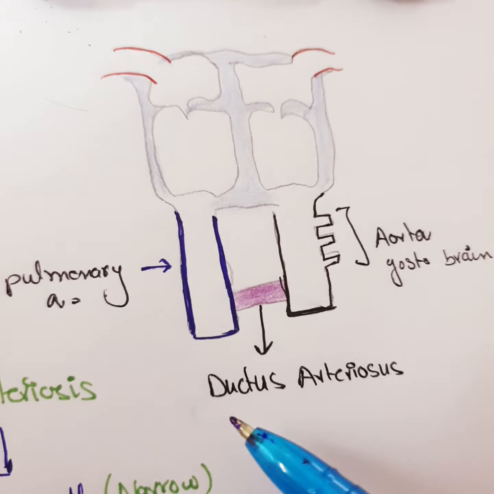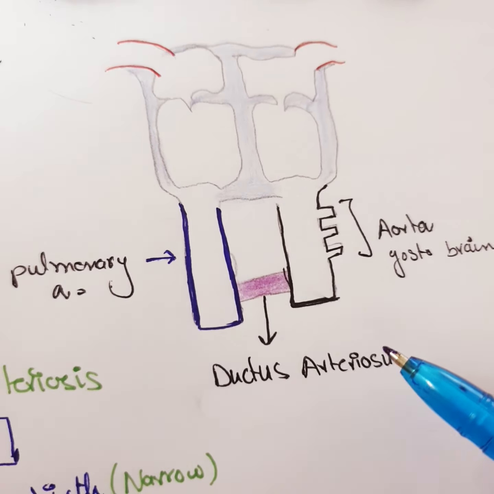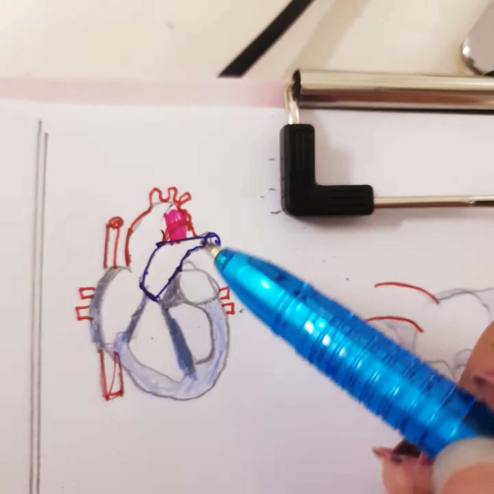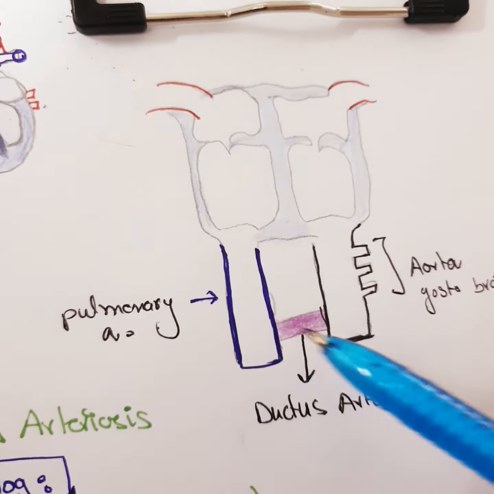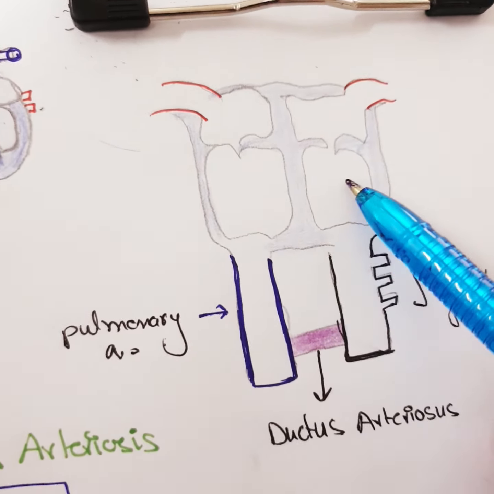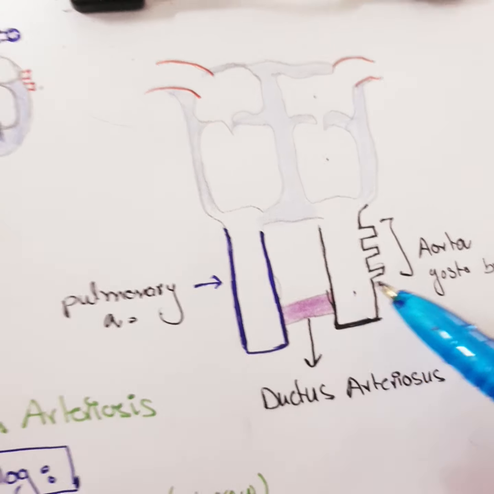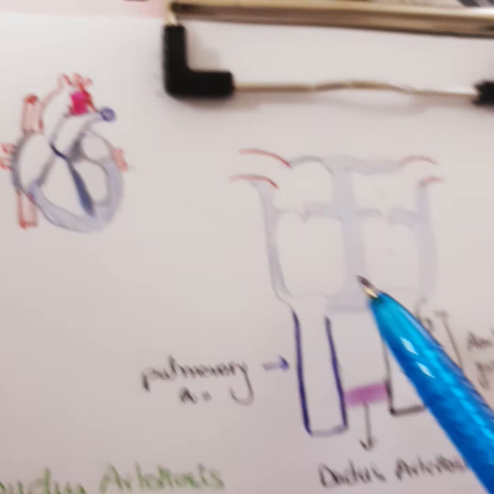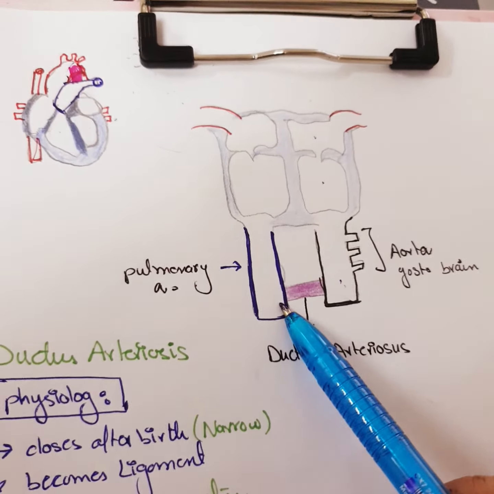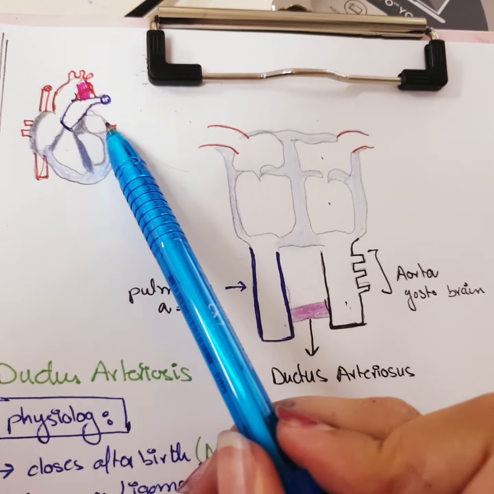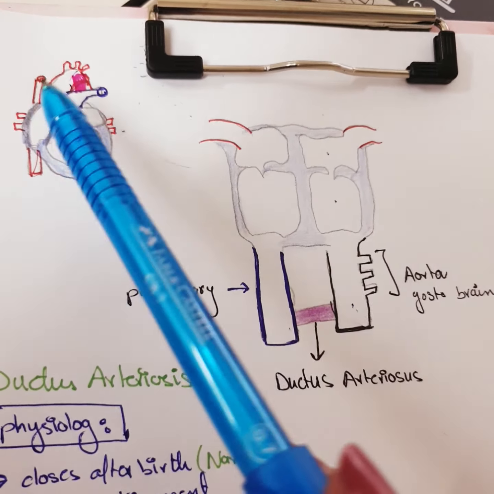Today we will talk about the patent ductus arteriosus. Let me explain first. I have drawn this diagram upside down. Here we have the ventricle, atrium, aorta. Here this is the aorta. This is the pulmonary artery.